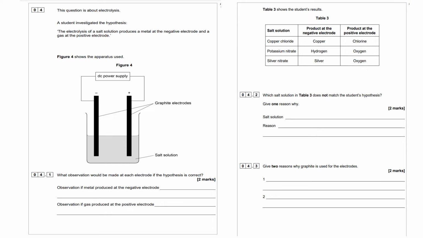This question is about electrolysis. A student investigates the hypothesis that electrolysis of a salt solution produces a metal at the negative electrode and a gas at the positive. So there is something for us to prove. You have a salt solution, graphite electrodes, and then electricity is flowing through. 4.1. What observation would be made at each electrode if the hypothesis is correct? Observation of the metal produced at the negative electrode: if we look at the negative electrode, a solid will be produced.